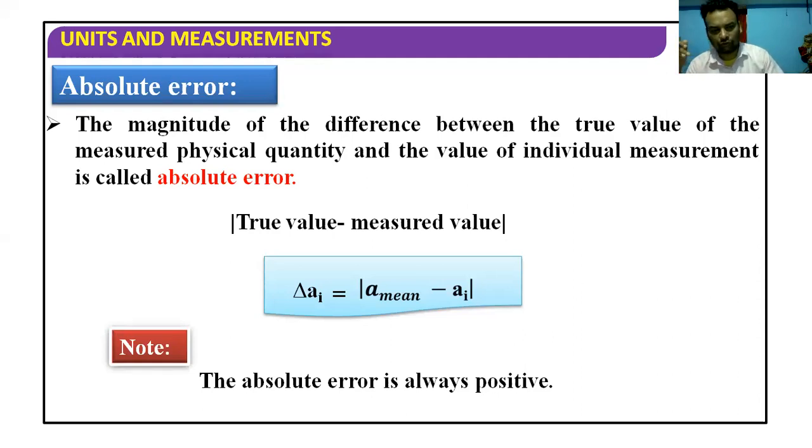And absolute error is all the time taken as positive, because we are keeping the difference of true value minus measured value in the mod. Any value that is kept in these vertical lines, they are called mod, so that is always positive. So absolute error is the difference of true value and measured value, and it is always positive.